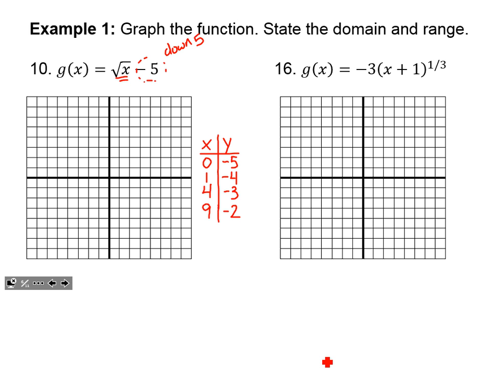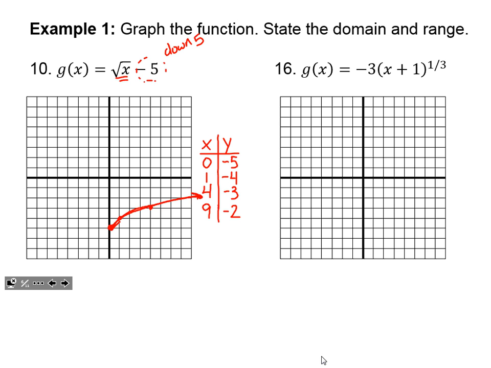Let's see what that graph looks like. 0, negative 5, right about there. And we're at 1, negative 4, 4, negative 3, and then 9. This is only an 8 square grid, so 9, negative 2 would be somewhere over here. But if we connect those points, you can see that our graph looks just like the parent function for square root, except shifted down 5 units. So the transformation agrees with the table that we made.